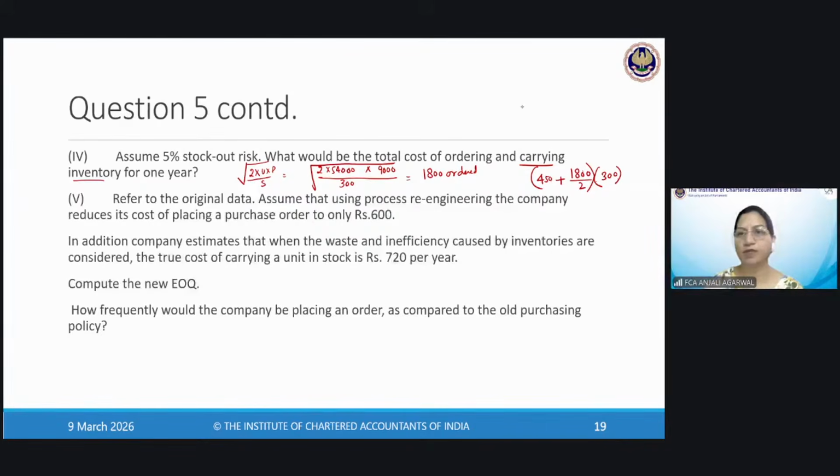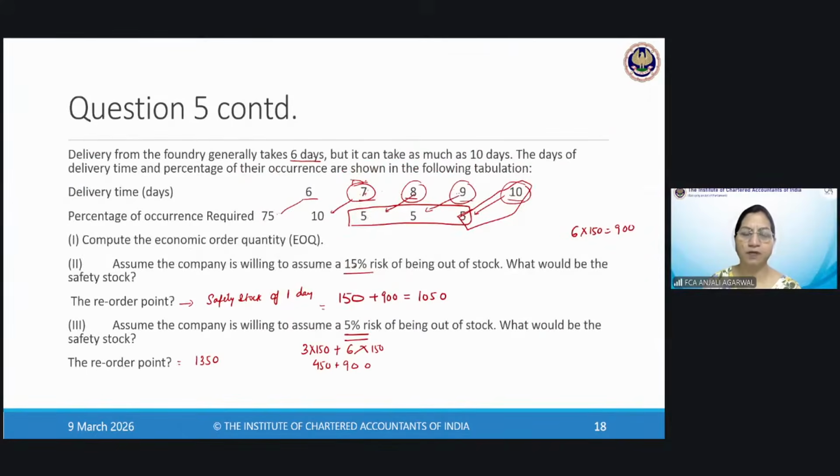150 from where? 150 from 54,000 annual consumption and 360 days in a year. So per day consumption comes out to be 150, right? And it takes 6 days to receive the order. So 6 into 150 is 900, average consumption into average time. If you will not keep any safety stock, you are keeping yourself at risk of 7, 8, 9, and 10th day. So the probability is 10 plus 5 plus 5 plus 5. You are taking a 25% risk if there is no safety.